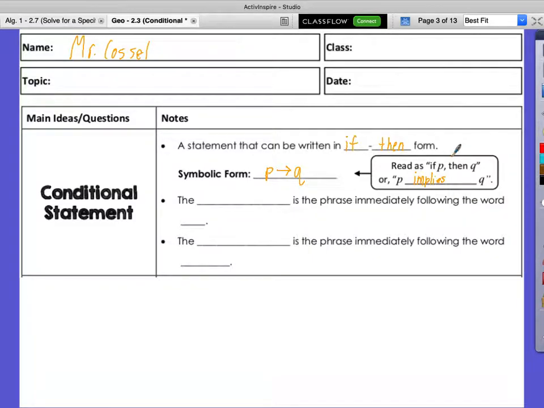So the blank is the phrase immediately following the word blank. Marissa. The hypothesis is the phrase immediately following the word if. Very good. The hypothesis is what we call the phrase immediately following if. So that'd be our P here. And P originally stood for proposition, like, I have a proposition for you. That's saying, hey, I'm going to suggest this to you. What do you think? Conclusion is what follows. The conclusion is the phrase immediately following the word then. So we have if, hypothesis, then conclusion.